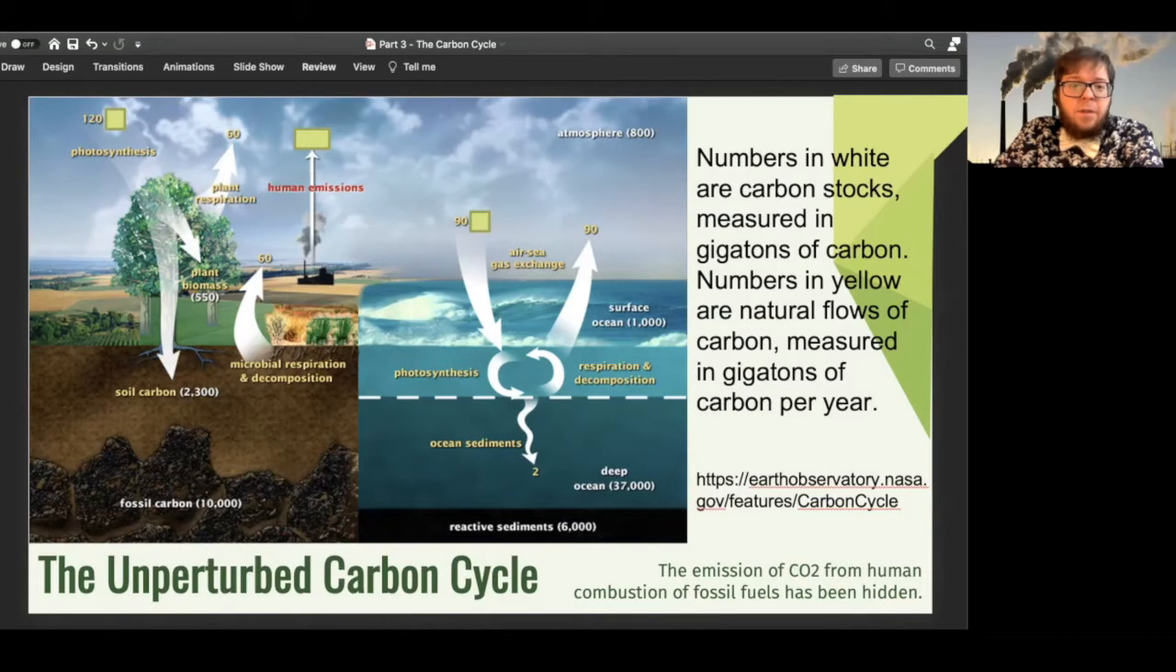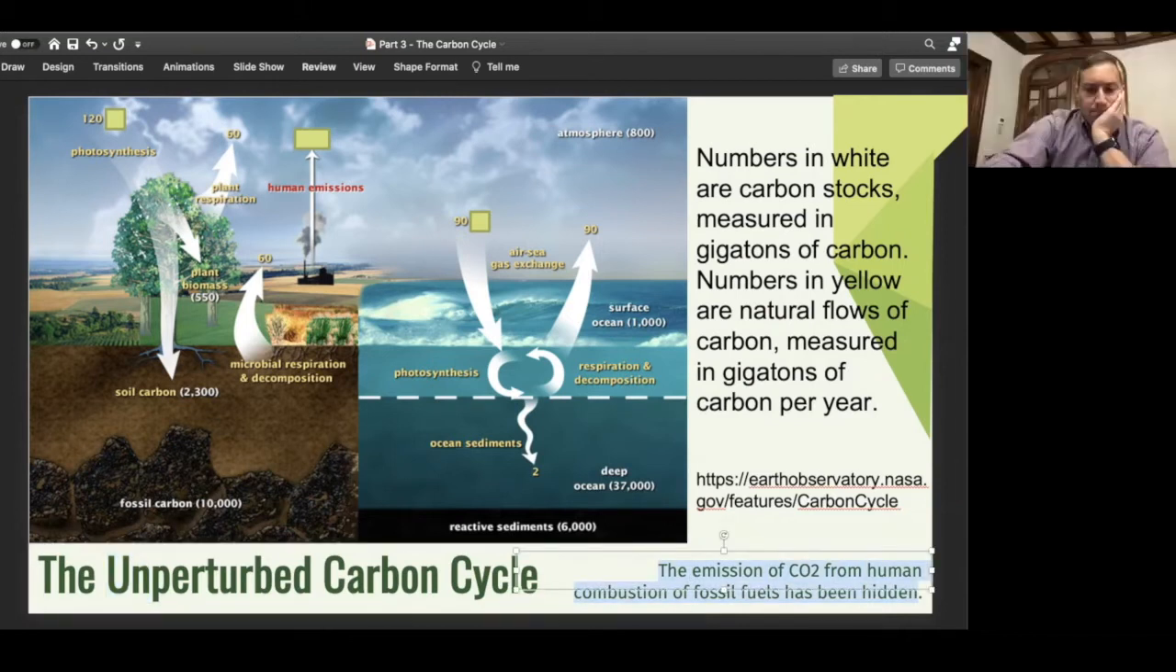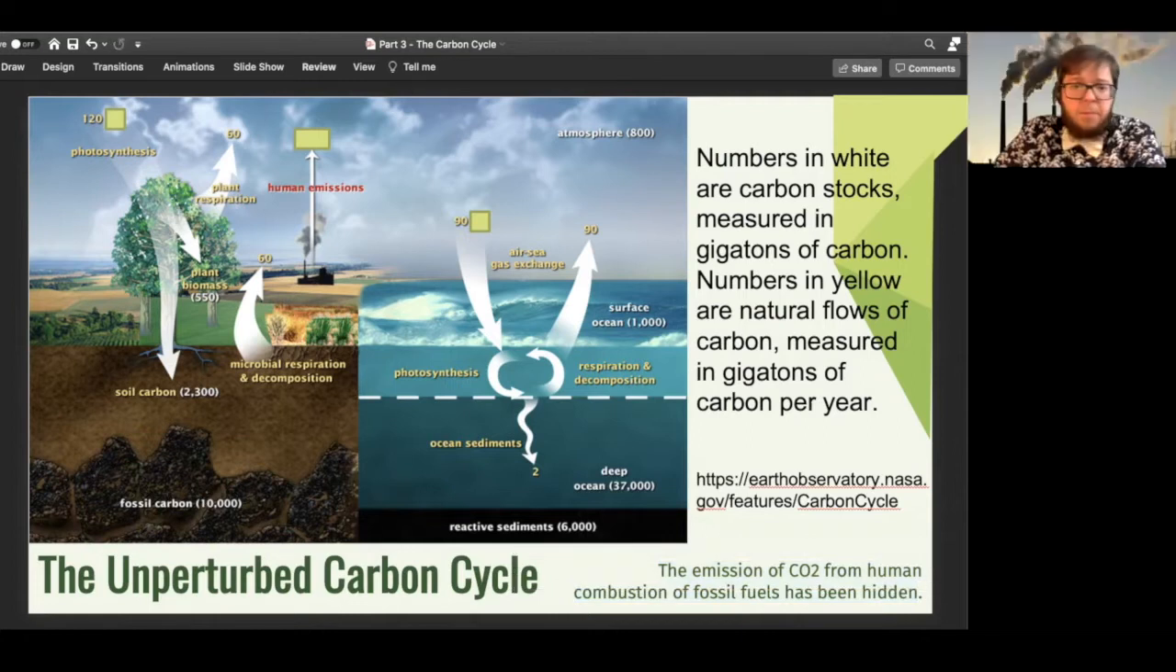Notice that I've covered up the human emissions. We're not talking about that yet. Right now, we're talking about the unperturbed carbon cycle, the natural part of the carbon cycle. So the emission of carbon dioxide from human combustion of fossil fuels has been hidden. I'll show you later. We go over to the oceans. There's the air-sea gas exchange, so as water evaporates and condenses, some carbon moves around here.